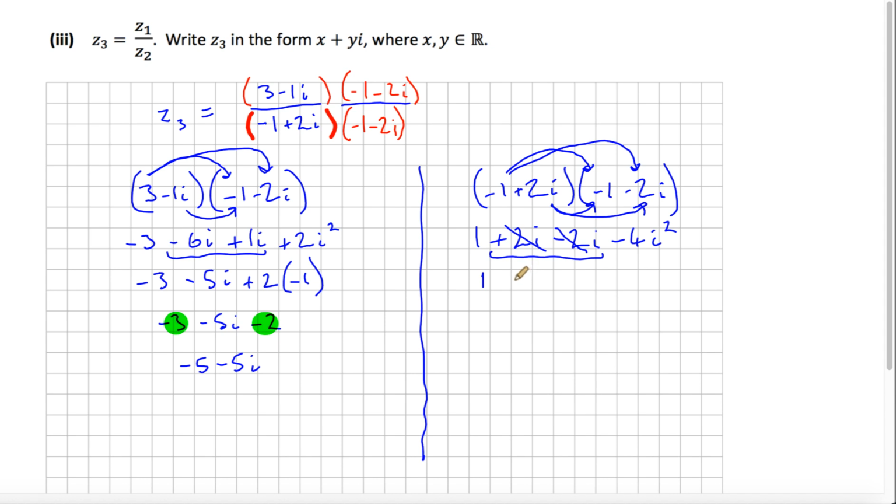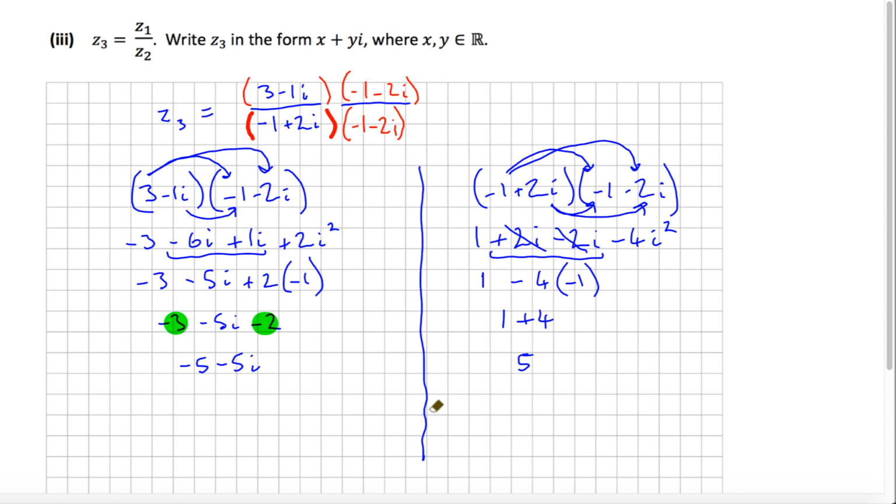And you've got your minus 4i squared, which we're going to write as minus 4 by minus 1, because i squared is minus 1. And then that becomes 1. Minus 4 by minus 1 is plus 4. And 1 plus 4 is 5.